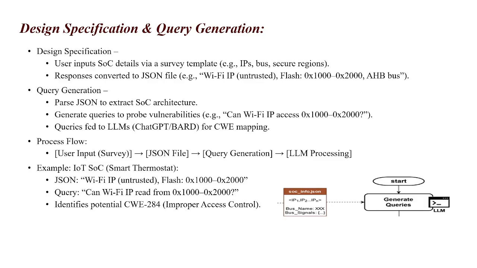So let me walk through a concrete example over here. Imagine a smart thermostat SOC. The user input says the Wi-Fi IP is untrusted, and flash memory lies between 1000 and 2000. So the framework generates queries like we mentioned above, and the LLM receives this and identifies this may be a violation of CWE 284, which deals with improper access control. This is how the process looks when it is automated, and there is no manual intervention over here. And that's why this step is very efficient and powerful.